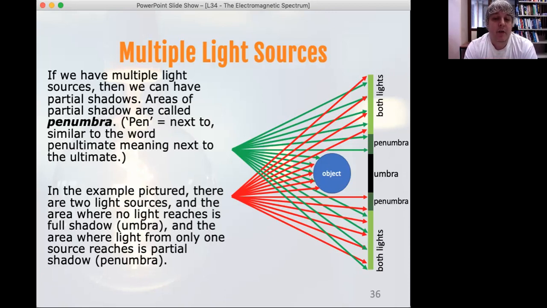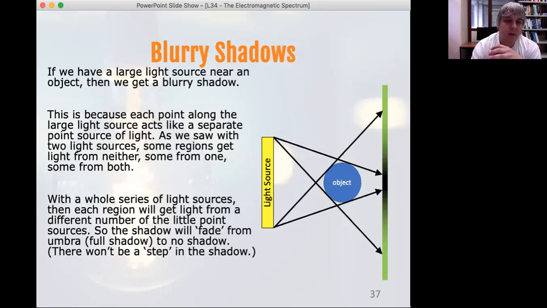So that's what umbra and penumbra mean. But we also have blurry shadows rather than just sort of stepwise shadows. So in that previous example, we stepped from full light to half light to no light, and then back to half light, back to full light. We also get blurry shadows where it just sort of gradually fades from being full light to being no light.